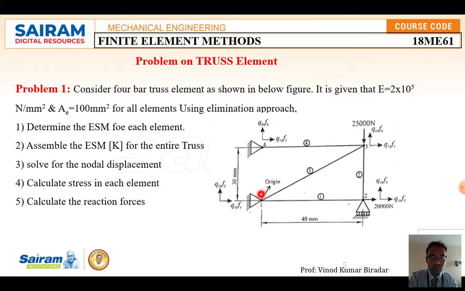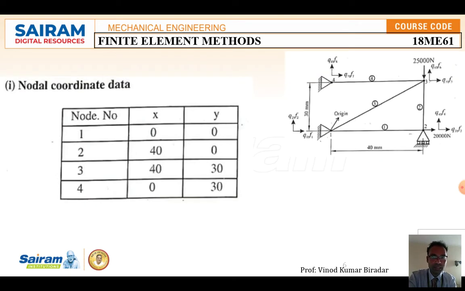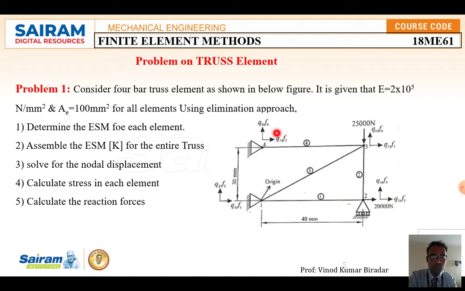At node number 1, there are 2 degrees of freedom, one in x and one in y, that is q1, q2. At node number 2, q3, q4. At node number 3, 5 and 6. At node number 4, Q7, Q8. So 8 degrees of freedom will be there, with 4 nodes and 4 elements.